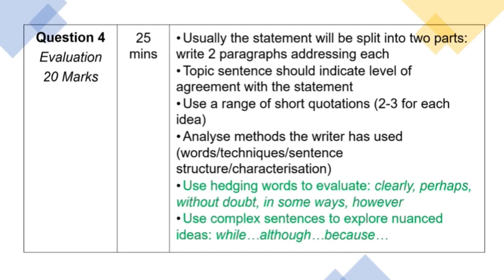In fact, lots of people get 4 marks, 5 marks out of 20, because you need to write a lot for this question. It's 20 marks. So write two paragraphs about each of the points made in the statement. The topic sentence should indicate a level of agreement with the statement. For example, I wholeheartedly agree with the statement because, or I partially agree with the statement because.